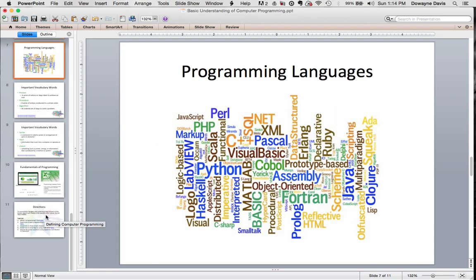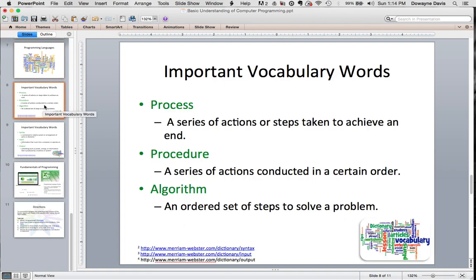What are some types of computer programming languages? You have Perl, you have JavaScript, you have Visual Basic, C++, Pascal, XML, you have Java. You have so many different languages that are used to create these applications and tools that we use on computers. And we're going to learn just the basics of what these programming languages are made up of. In order to understand this, we're going to go over a few vocabulary words that are essential to understanding programming.